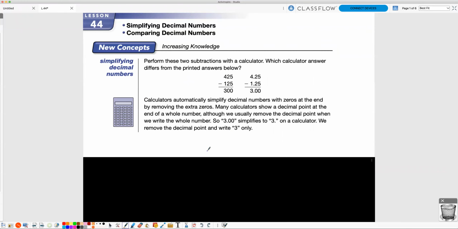Many calculators show a decimal point at the end of a whole number, although we usually remove the decimal point when we write the whole number. So 3.00 simplifies to 3 on a calculator. We remove the decimal point and write 3 only.